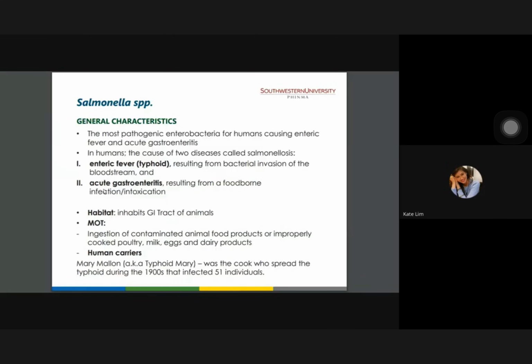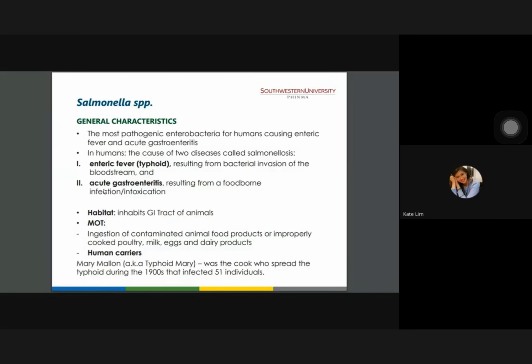Mary Mallon is a very historical case. She was referred to as Typhoid Mary. Why Typhoid Mary? Because she was a cook long ago in the early 1900s, and she unknowingly transmitted typhoid fever to 51 individuals. Imagine that. In that video, you would learn that Mary Mallon moved from one place to another. At first, she didn't know that she was transmitting the disease, but later on, she was chased by police officers and healthcare investigators because she was known to be the culprit of the infection.